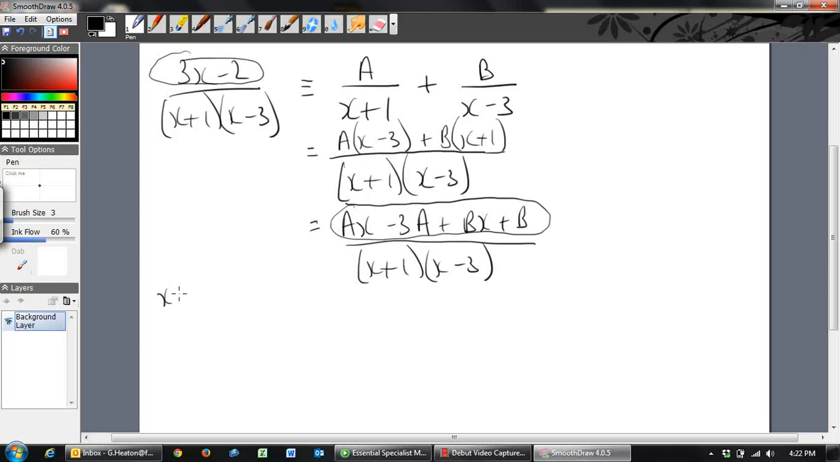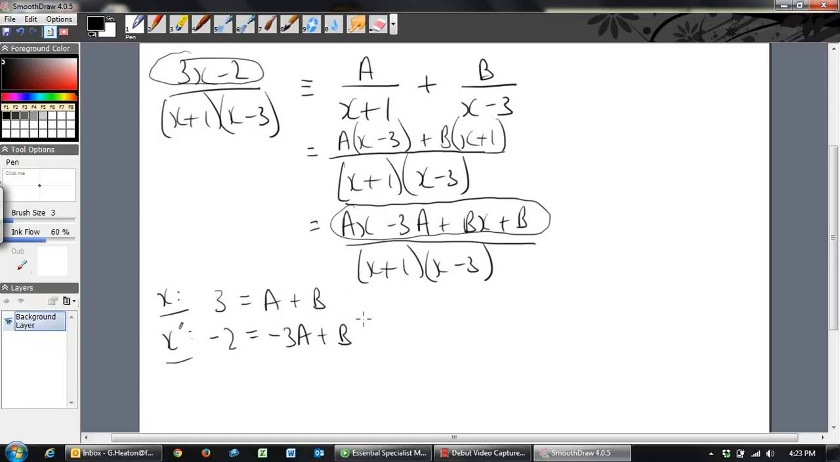So let's just have a look at the x terms. X terms here, we've got 3 up here. So 3 is equal to, what are the x terms in here? We've got a here and plus b there. So we've got 3 is equal to a plus b. Let's have a look at the constant terms. Here we've got negative 2, and here we've got negative 3a, and there we've got plus b. And so again, we've got simultaneous equations that we need to solve for a and b.